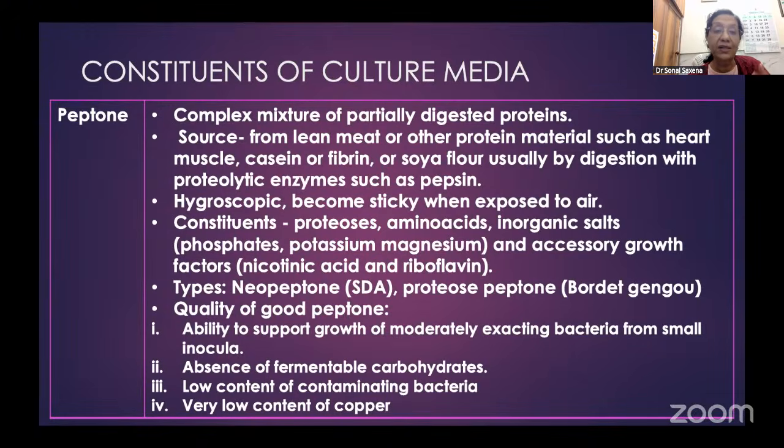That is why you see dairy is missing from here. We don't use dairy as a protein source because dairy protein contains lactose, and very often we may have organisms utilizing lactose and producing acid, and that may not work for that particular bacteria. Then there should not be any contaminating bacteria and it should not have any copper or any other detrimental effect. Then what are the various types?